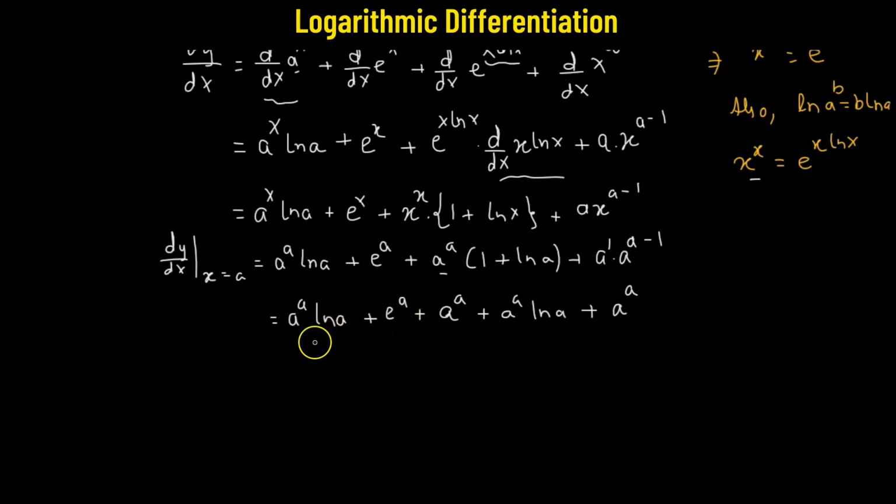Now what we can do is combine the first term and the fourth term to get 2 times a raised to the power of a times log of a. We can combine the third term and the fifth term to get 2a raised to the power of a, and we are left with the second term, which is e raised to the power of a. So this is the required value of our given derivative at this given value of x equals a.